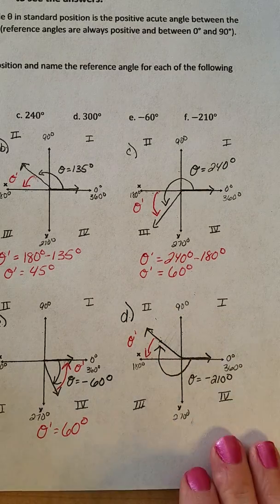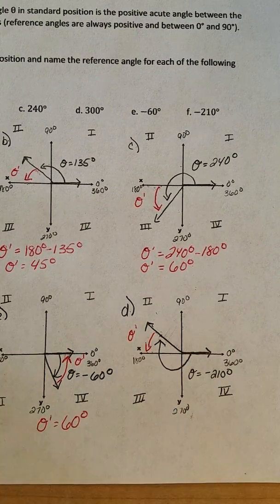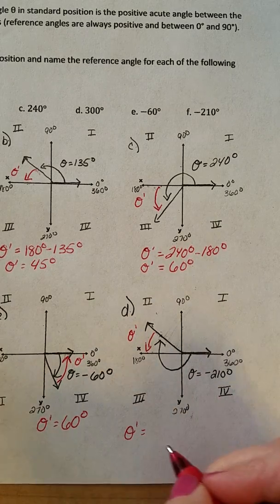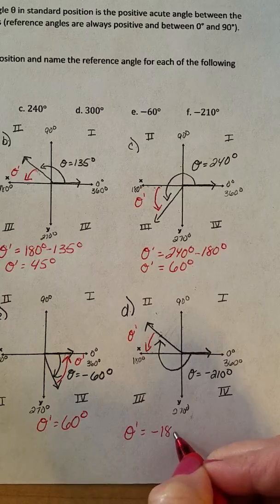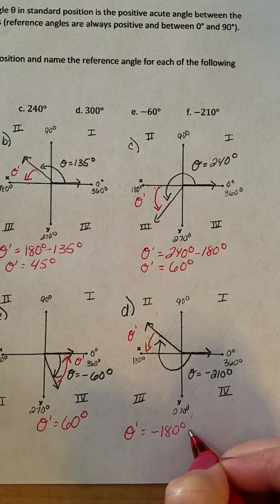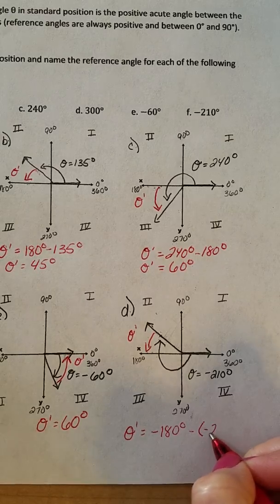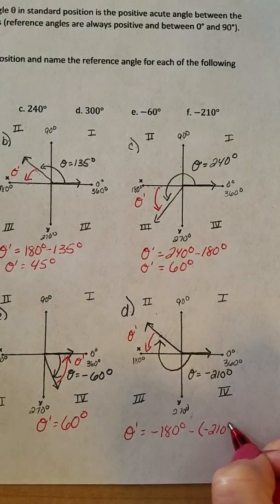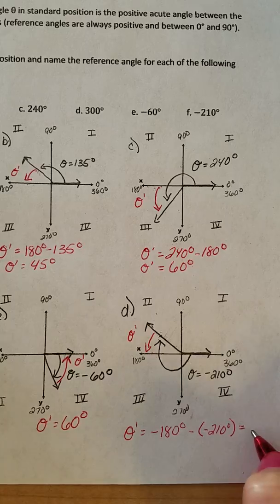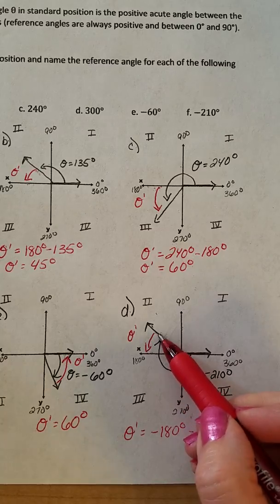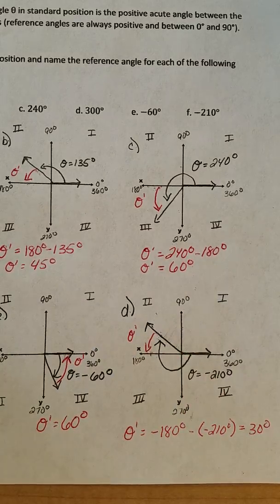You can look at it a couple different ways. Let's do this. I started out at a measurement of negative 180 degrees, and I'm going to subtract my angle, theta, which is negative 210 degrees, which gives me a measurement of positive 30 degrees. So the measurement here, my reference angle, is a positive 30 degrees.